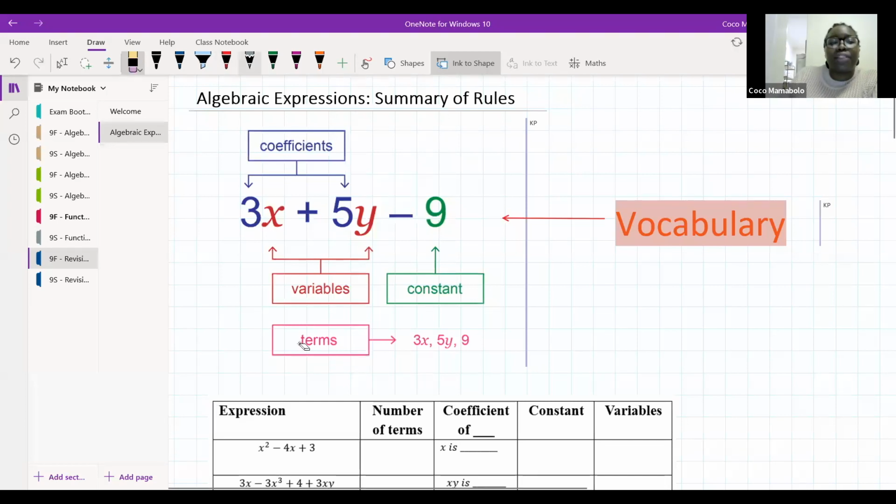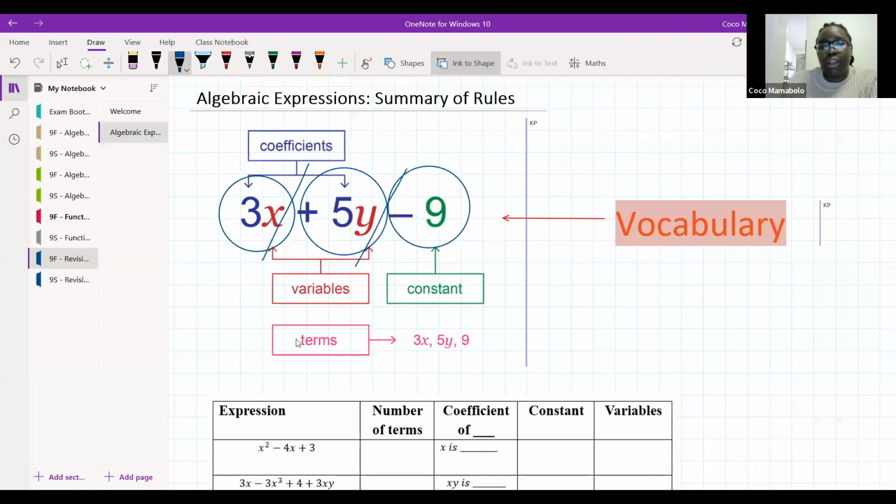And then we're going to have to count up how many terms we have. When we count up how many terms we have, we're going to look at them being split by a plus or a minus. So I'm going to split here and here. This first one is my first term, that one over there is my second term, and that one over there is my third term.